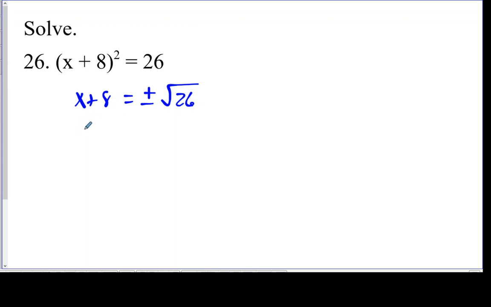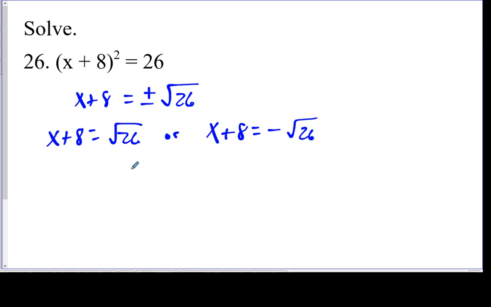So you can say x equals, actually I like to break this up first of all, because you've got two different possible answers, a positive or a negative. So I'm going to say, all right, x plus 8 can be equal to the positive square root of 26, or x plus 8 can be equal to the negative square root of 26. And then at this point, I'm going to solve the two separate equations. I just need to subtract 8 from both sides.